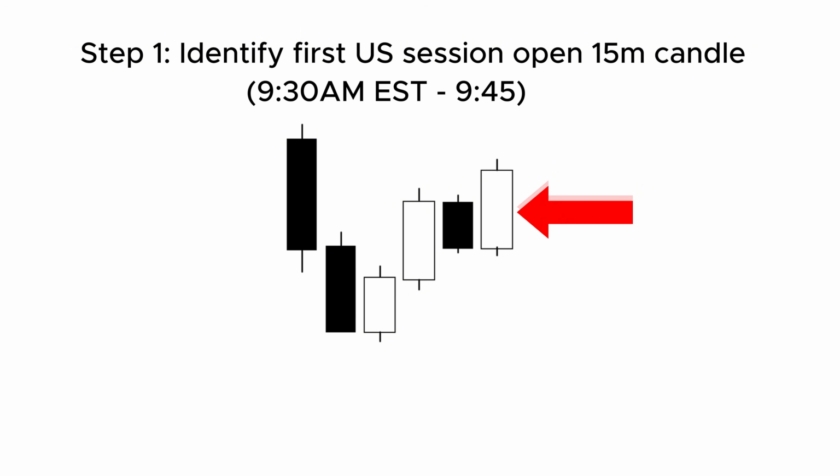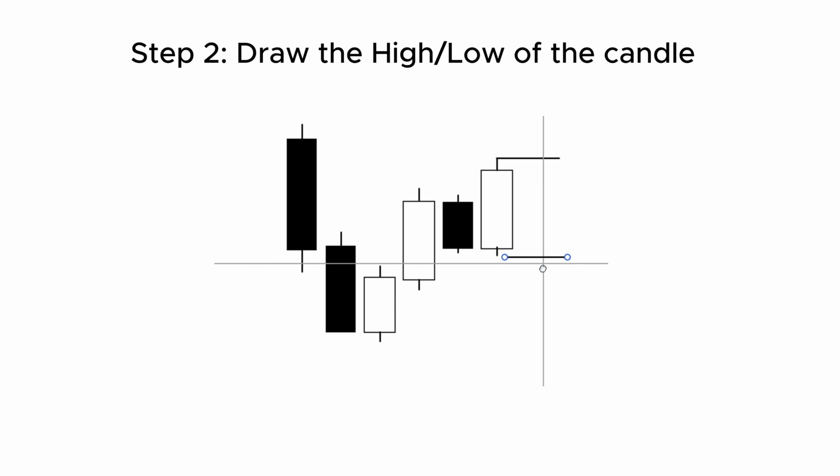It should be around 9:30 a.m. Eastern Time. And we wait for the candle to close at 9:45, so 15 minutes later. Now when the candle has closed, we move into the second step, and that is to draw the high and the low of the recently closed candle. So far it's super simple to understand, and that was the second step.